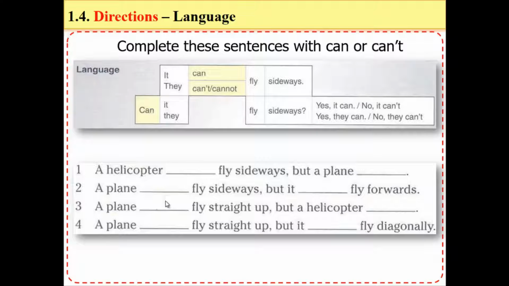This is helicopter. Complete these sentences with can or can't. The first: a helicopter can fly sideways, but a plane cannot. A plane can't fly sideways, but it can fly forwards. A plane can't fly straight up, but a helicopter can. A plane can't fly straight up, but it can fly diagonally.